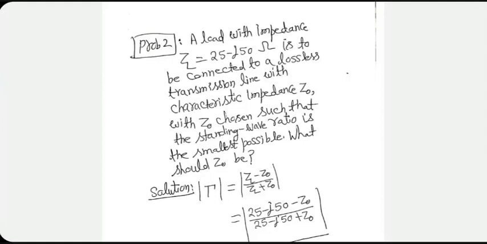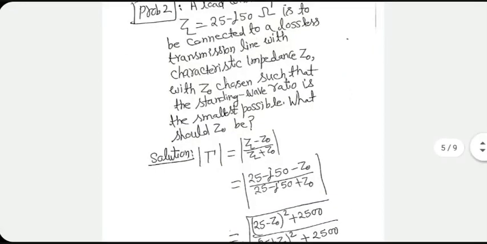What should Z0, the characteristic impedance, be? You know, VSWR is 1 plus magnitude of tau divided by 1 minus magnitude of tau. In a lossless line, magnitude of tau is the same no matter at what location you are looking. So magnitude of tau is ZL minus Z0 upon ZL plus Z0. ZL is given: 25 minus j50 minus Z0, divided by 25 minus j50 plus Z0. This is the magnitude of tau.